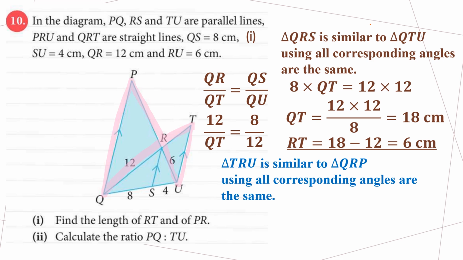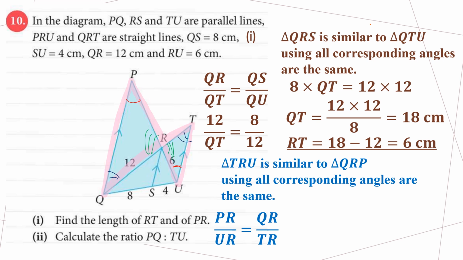TU is parallel to PQ. So your angle TUP will be the same as PQR. Right, this angle and this angle, alternate angles. This one is the same as this, and this is the same as this. And we also have the vertically opposite angle. Okay, so TRU is similar to QRP, using all corresponding angles are the same. Then you can use the ratio.